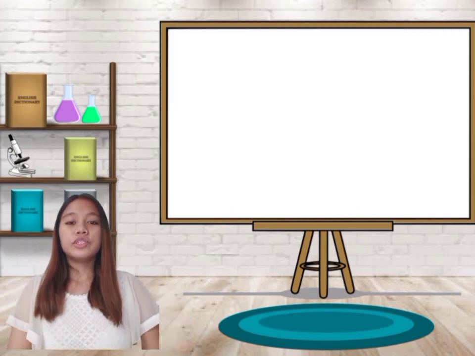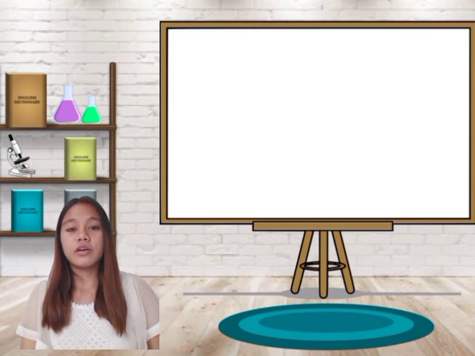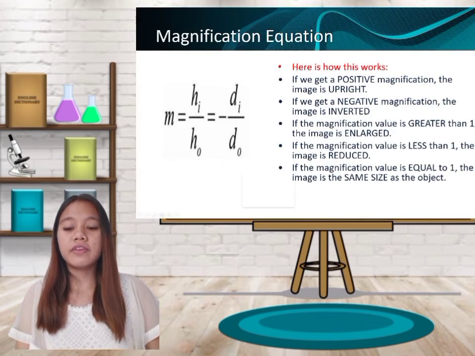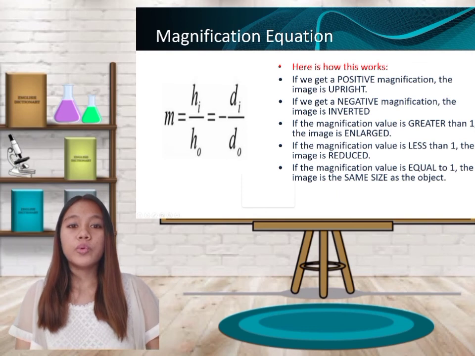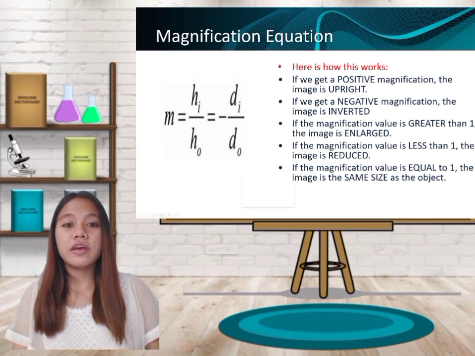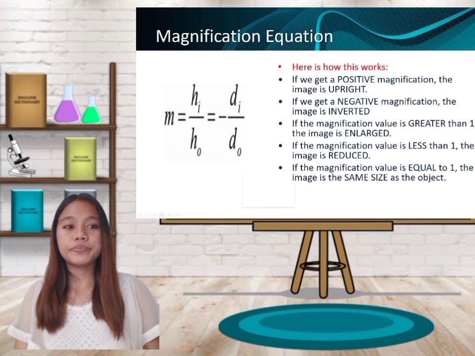Another way to describe the images formed in curved mirrors is through the magnification equation, which is denoted by m equals height of the image over the height of the object, or equal to the negative distance of the image over the distance of the object. So here is how this works.